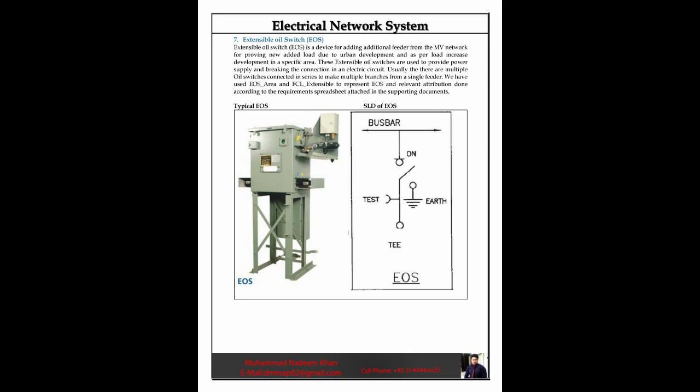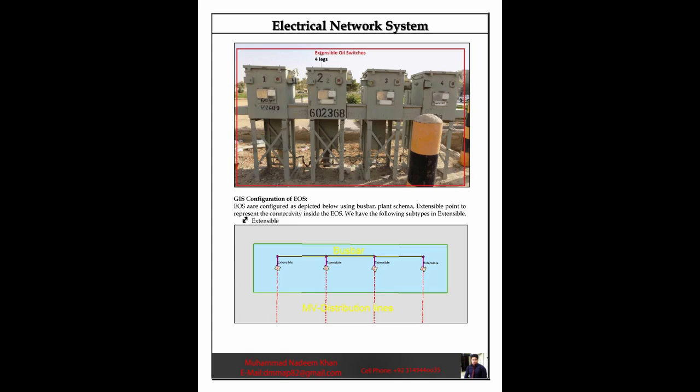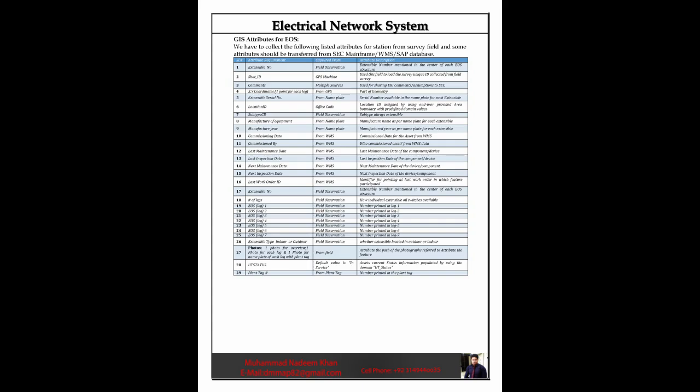We have used EOS_area and FCL_extensible to represent EOS and relevant attribution done according to the requirements spreadsheet attached in the supporting documents. Typical SLD of EOS. GIS configuration of EOS. EOS are configured as depicted below using busbar, plant schema, extensible point to represent the connectivity inside the EOS. We have the following subtypes in extensible: Extensible.